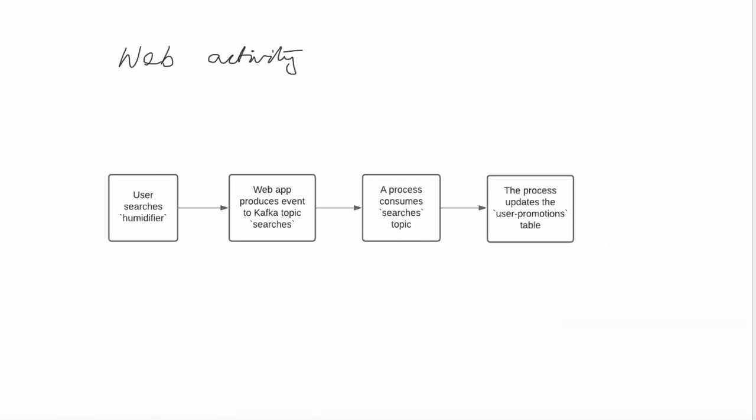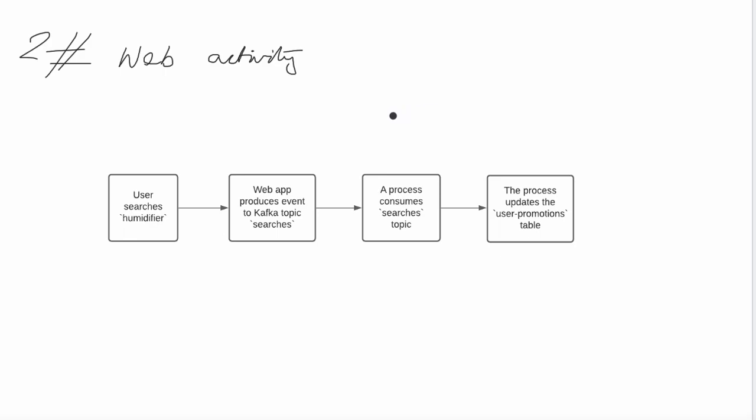Number two use case is web activity. Even though I'm calling it out as the number two use case, it was, I think, one of the primary reasons why Kafka was created. So let me do this. Number two, we have web activity.